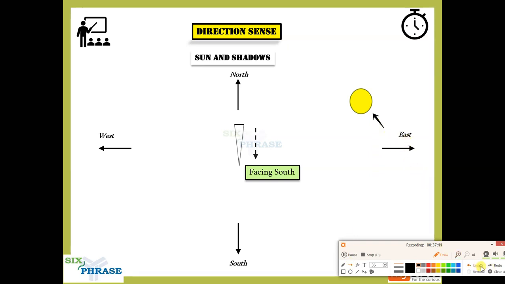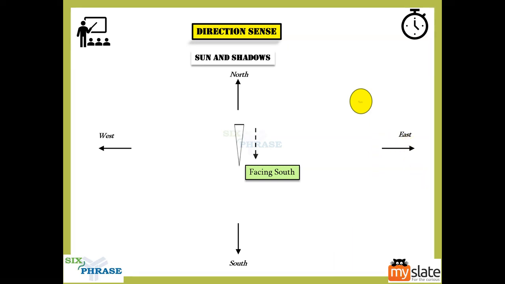So the sun rises here, but the object is facing southwards. When it is facing southwards, now tell me, will the shadow fall towards its left side or towards its right side? That is my question. Where will the shadow fall? This is where it will fall. Is it left or right? So the shadow falls on its right side.